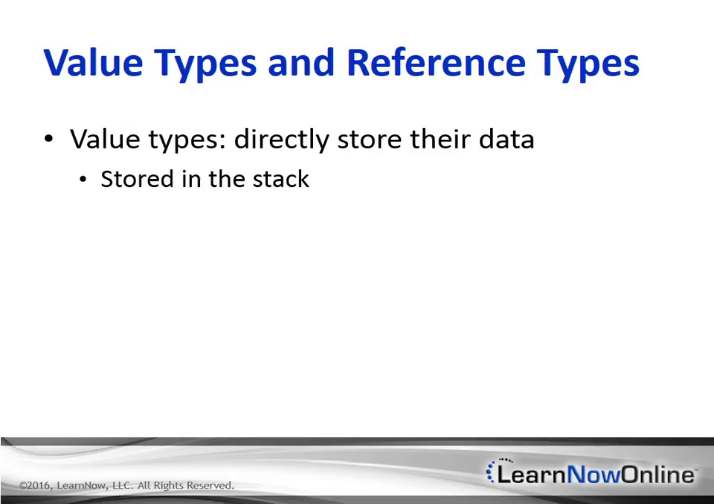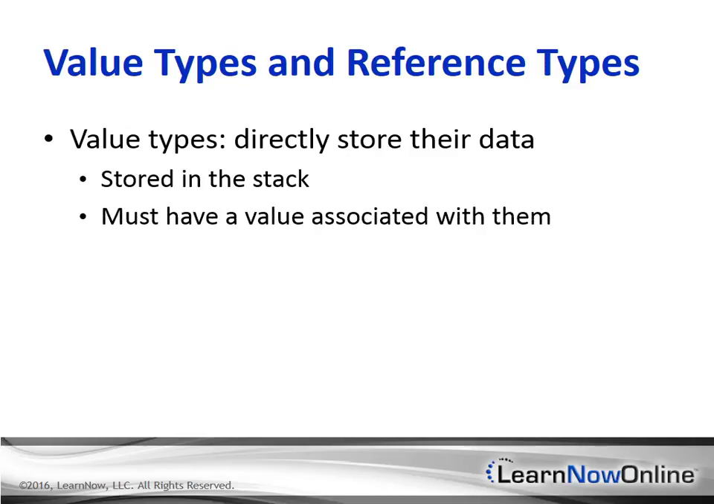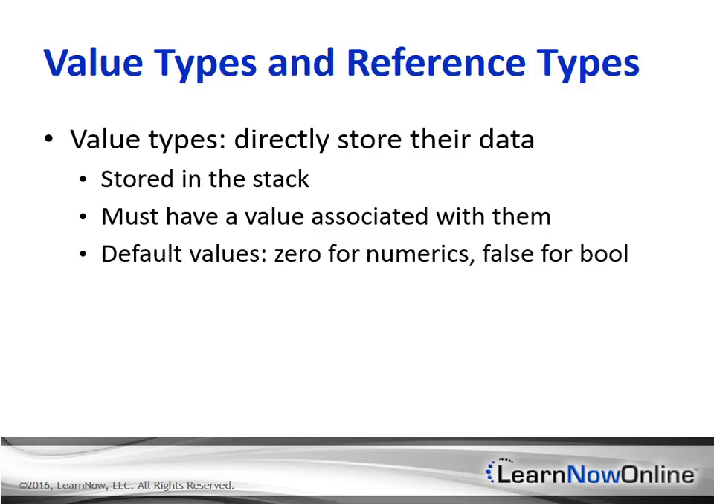Value types make efficient use of memory because the runtime has already allocated space for them on the stack. Because value type variables hold their actual value, they must have a value associated with them. The .NET Framework assigns a default value to a value type variable if you don't assign one at the time you declare the variable. The default value for all numeric data types is 0, and the default value for the Boolean data type is false.